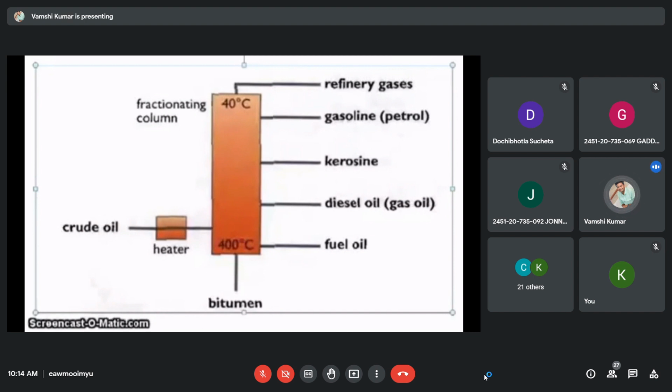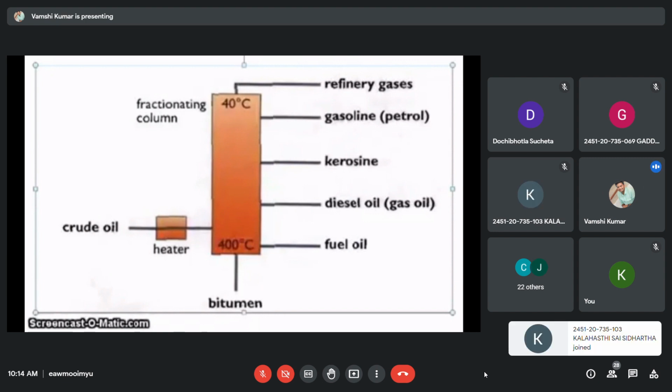In this fractionating column, the hottest stuff goes straight to the bottom, where the temperature is still around 400 degrees Celsius. However, as you get further and further up the fractionating column, and further and further from the heat source, the temperature gradually cools down, until at the top, we have temperatures nearer to 40 degrees Celsius.